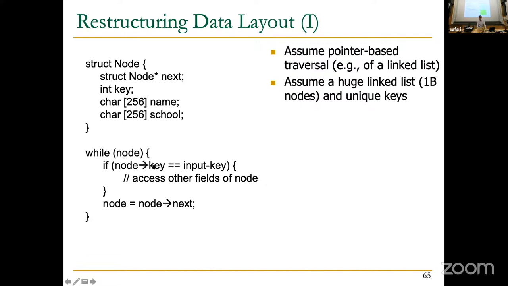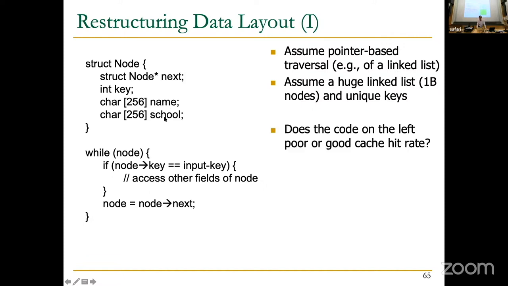So basically, you're given a key, the name of a person. You check whether the node matches that input key. If not, you go to the next node. Basically, you're searching for a key in the entire linked list, it could be the ID of the person, for example. And if you actually find the key, find the ID, let's say, you print the name and school, for example. Now, since we don't have time, I would normally ask this question.